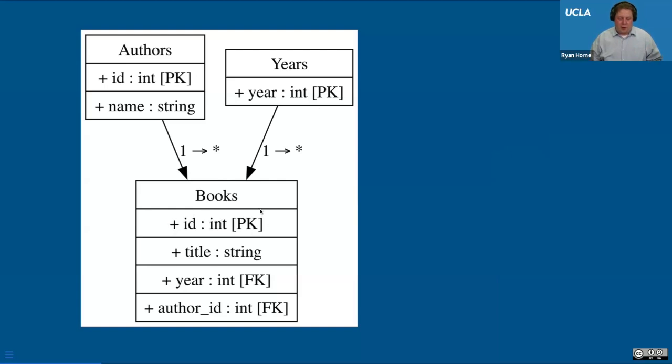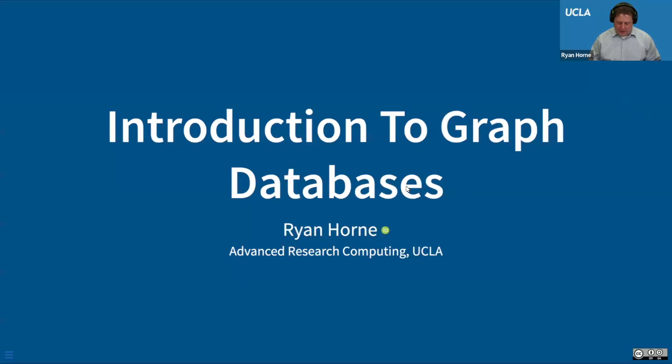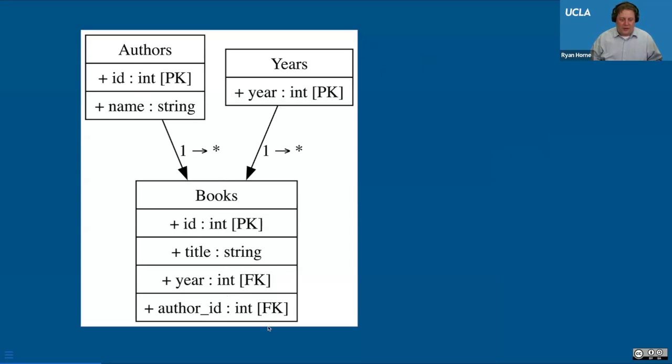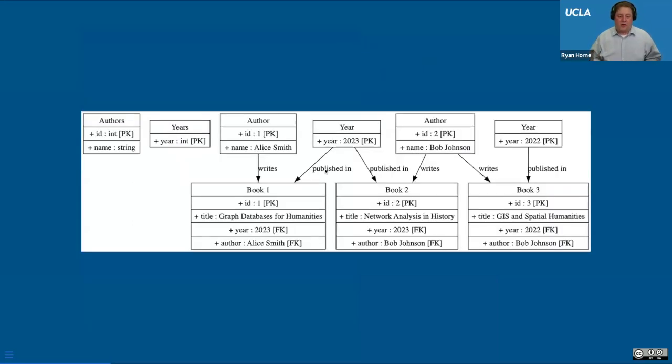This is where each book has a primary key. That's what identifies it as a book. That could be the ISBN or something else. Each book will have a title. Now look at this. The year is the foreign key, so it links to this table. And the author is a foreign key, so it links to this table. And so what happens is you can make a data structure that looks like this.